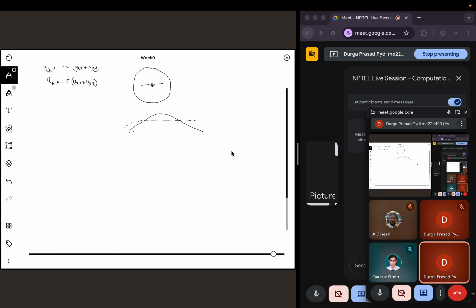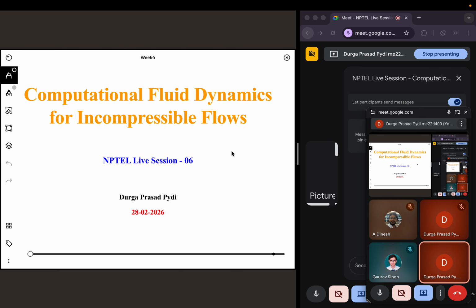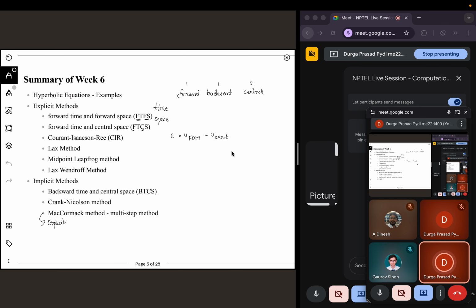To summarize what we discussed in today's session, we started out with examples of hyperbolic equations such as advection, wave equation, and so on. Then we discussed two kinds of marching methods, either explicit or implicit. In explicit, we discussed different techniques for different orders of accuracy. These are all first order accurate in time and space, and then a second order accurate in time and space method. MacCormack also comes here. This is also a second order time accurate explicit method. Then we discussed implicit methods, backward time central space, and the Crank-Nicolson method. This is first order accurate in time. This is second order accurate in time.